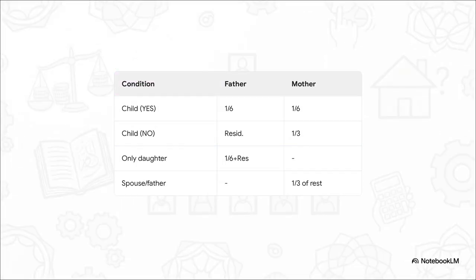All right, what about the parents? Both the mother and father start with a baseline of 1/6 if a child is present. But if there is no child, look at what happens. The mother's share jumps to 1/3 and the father completely converts into a residuary.